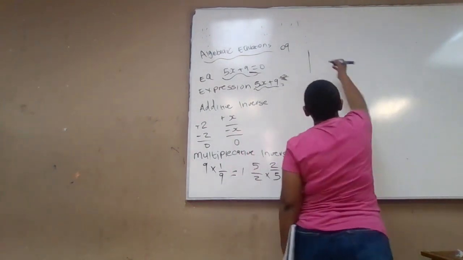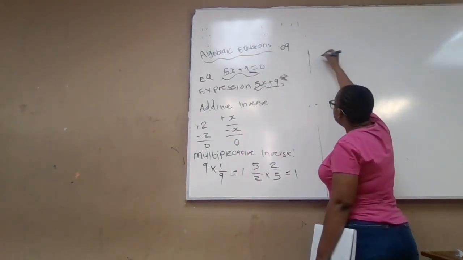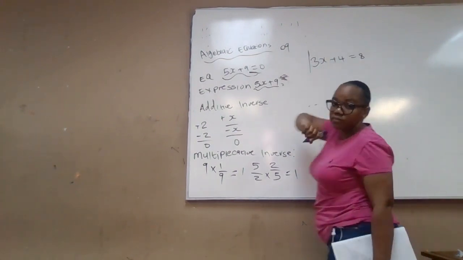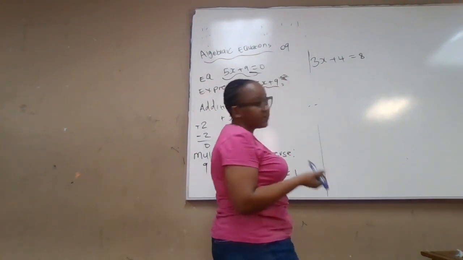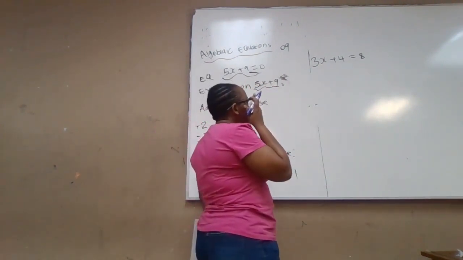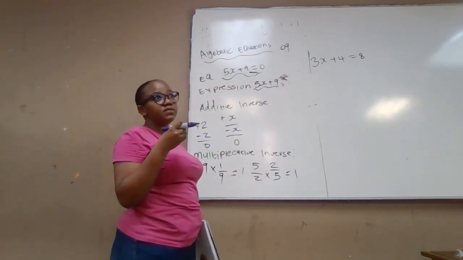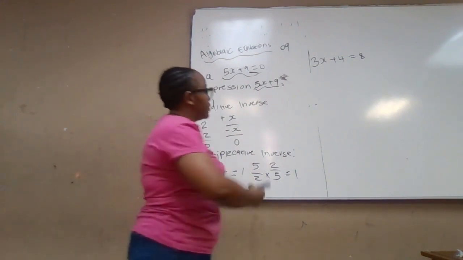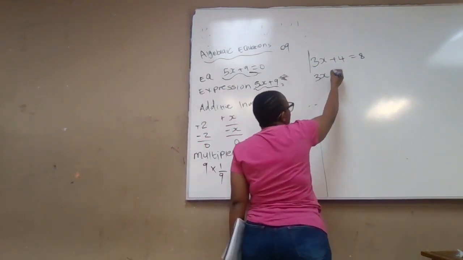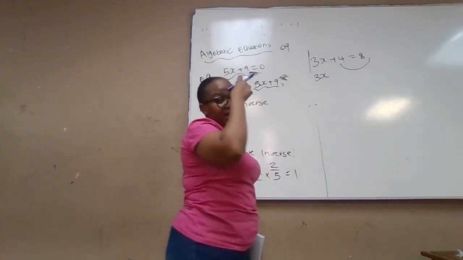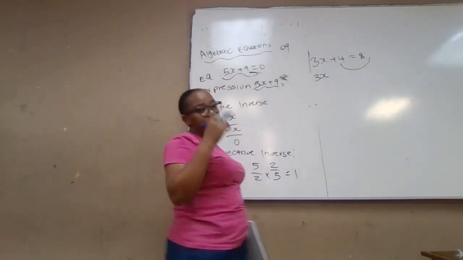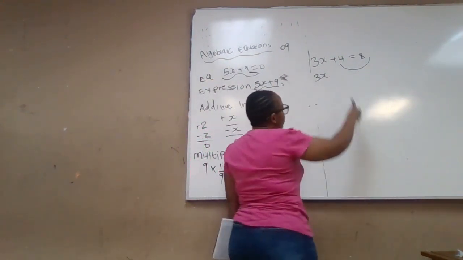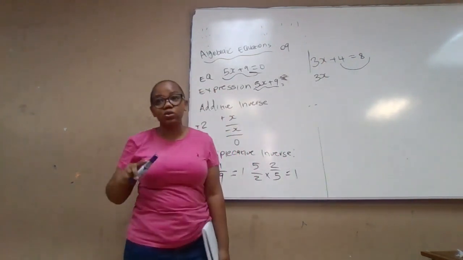Now let's do some examples that contain additive inverses and multiplicative inverses. So we have 3x plus 4 equals 8. The first thing you do when you have multiplicative inverses and additive inverses in one equation is deal with the additive first. So we're going to say 3x, you move the 4 to the other side. In simple terms, you group like terms. So you have 8 here, which is a constant, and you need to move this constant to the other side where there's also a constant.